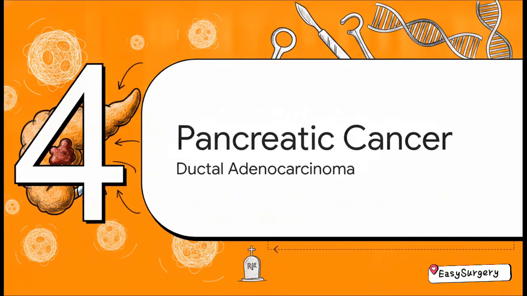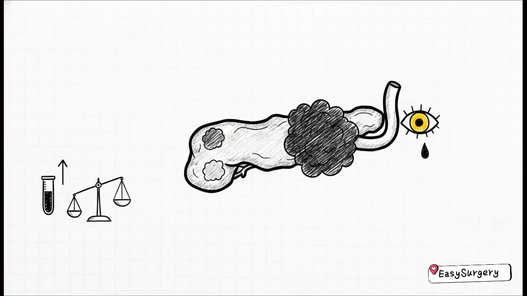Let's shift gears to oncology. Section 4, pancreatic ductal adenocarcinoma, or PDAC. PDAC is the heavy hitter, accounting for 90% of all pancreatic malignancies. Location-wise, 70% are in the head, 20% in the body, and 10% in the tail. The anatomical correlation with symptoms here is everything.